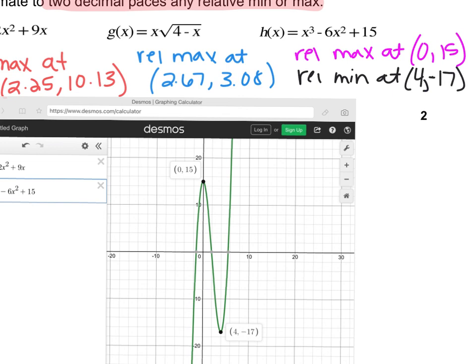So Desmos is a pretty user-friendly program. You've maybe used it before, and we'll look at different features of it as we go on. So here's how we can use it to find the relative maximum and relative minimum points.